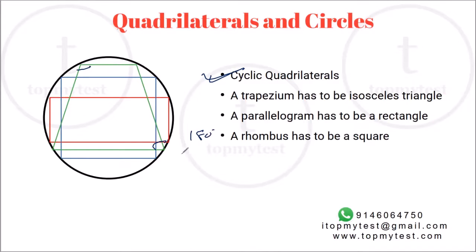If a trapezium is inside a circle, right, it has to be an isosceles trapezium, which means the non-parallel sides have to be equal in length. If a parallelogram is inside a circle, it has to be a rectangle. If a rhombus is inside a circle, it has to be a square, right? So these are the restrictions which a circle will place on quadrilaterals. We'll use these properties and solve a few questions from the past CAT and XAT papers.